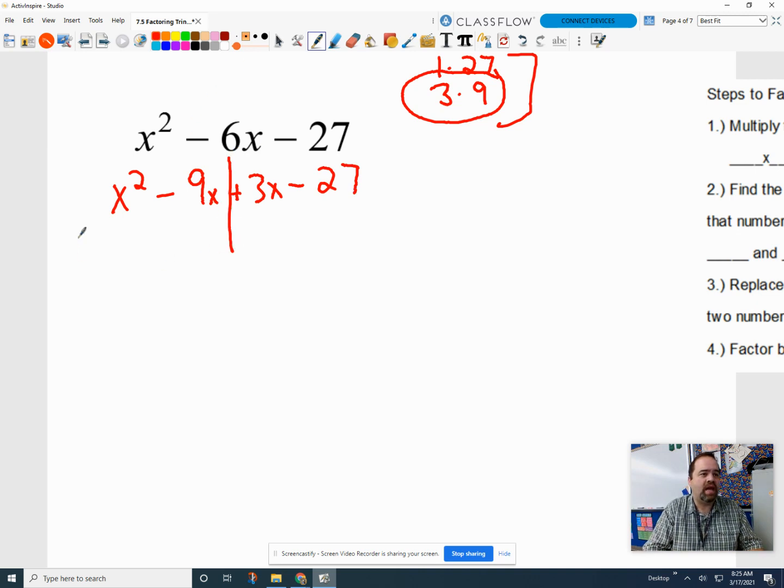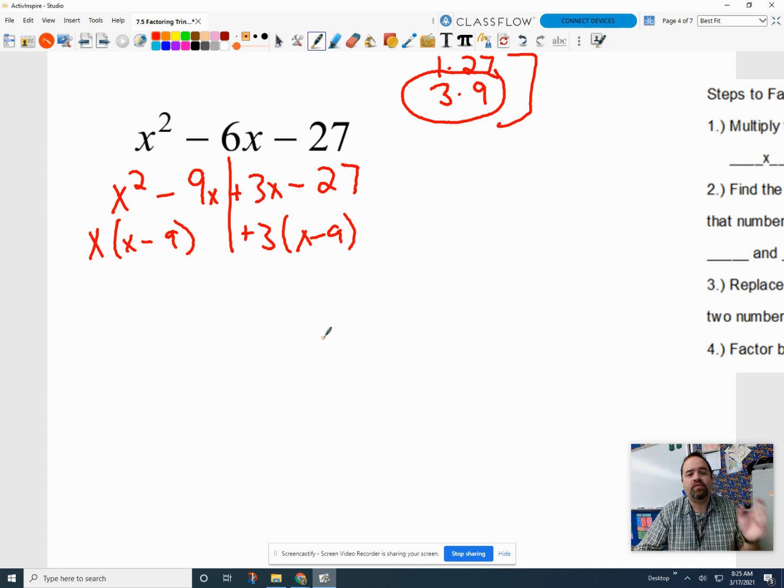So split this in half, take out an x minus 9, take out a 3, x minus 9. And again, if those parentheses don't match, you probably overlooked something. You might have screwed up a sign. What's in the parentheses after that first step should match exactly. So your factored binomials are x plus 3, x minus 9.